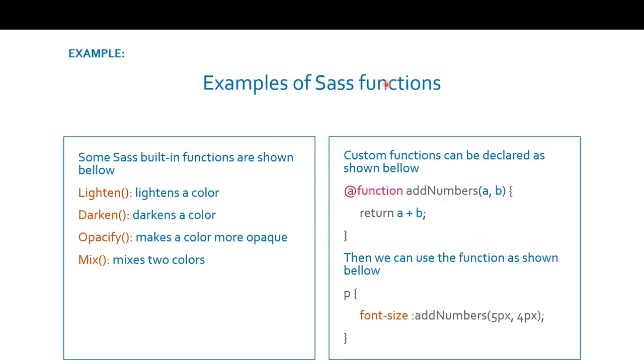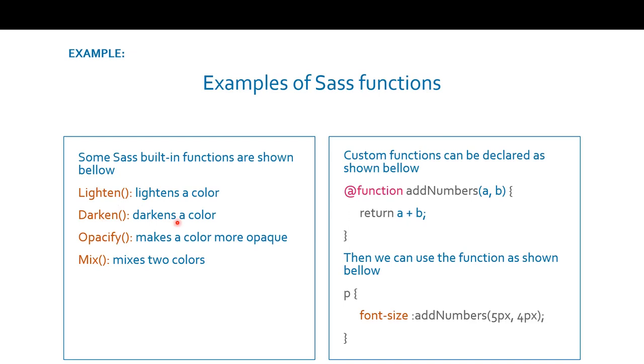So examples of Sass functions. The example on the right includes some Sass built-in functions as shown below. These are some of the built-in functions in Sass. You have lighten, we use it to lighten a color. We have darken, we use it to darken a color. Opacify, we use this to make a color more opaque. Then we have mix, which mixes two colors. So that's basically how to use these built-in Sass functions.